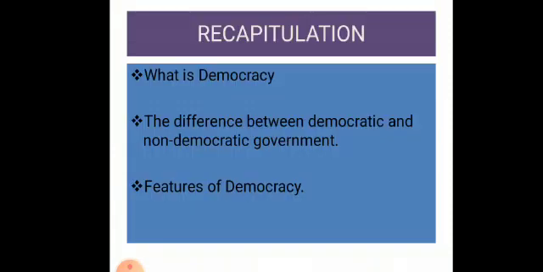Can we recap the topic we have learned today? Yes, one is what is democracy, the first concept. The second thing is the difference between democratic and non-democratic government. The third concept is features of democracy.